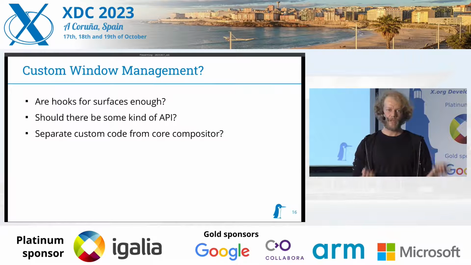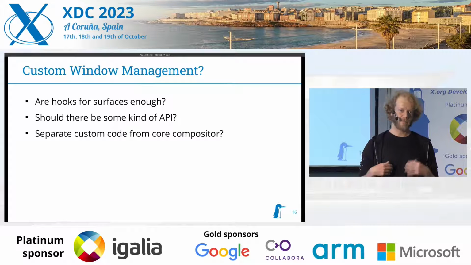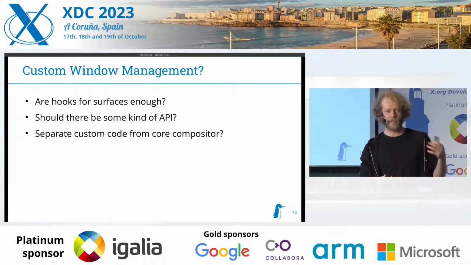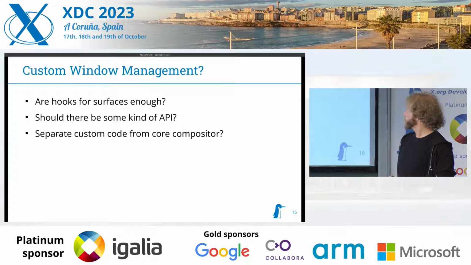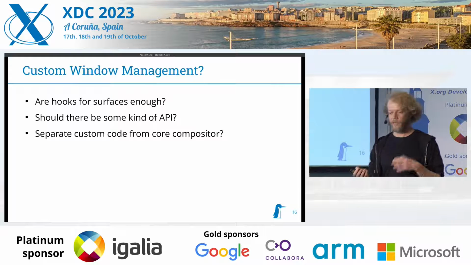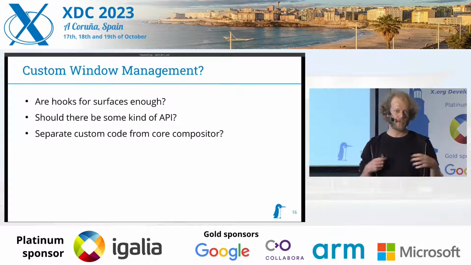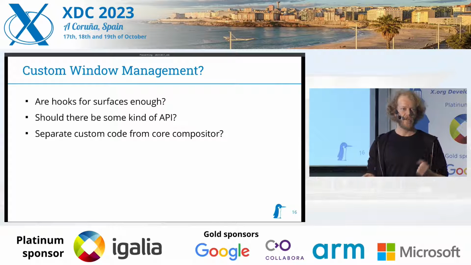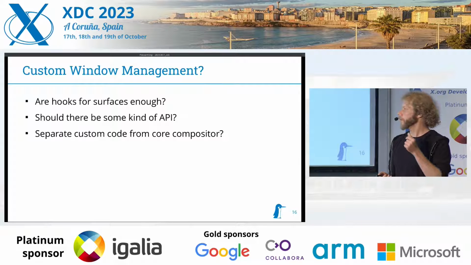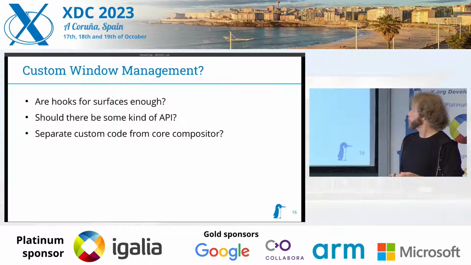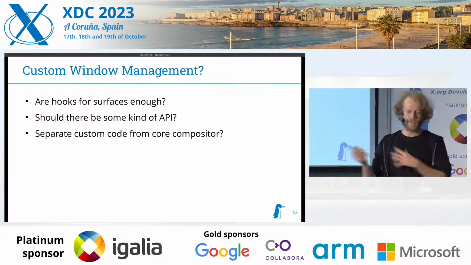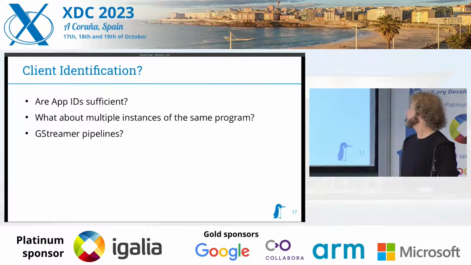Then I have several questions that I'm asking myself: how to use shells in embedded systems. Regarding custom management, are the hooks for the surfaces in this script enough, or do we need something more, like an API or something in the window shell, in the IVI-shell? And do we want to separate our custom code from the compositor code or keep this together?